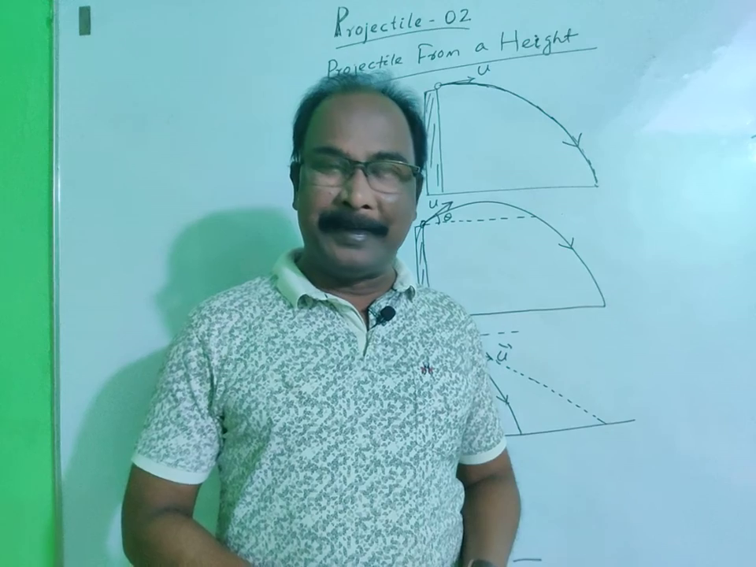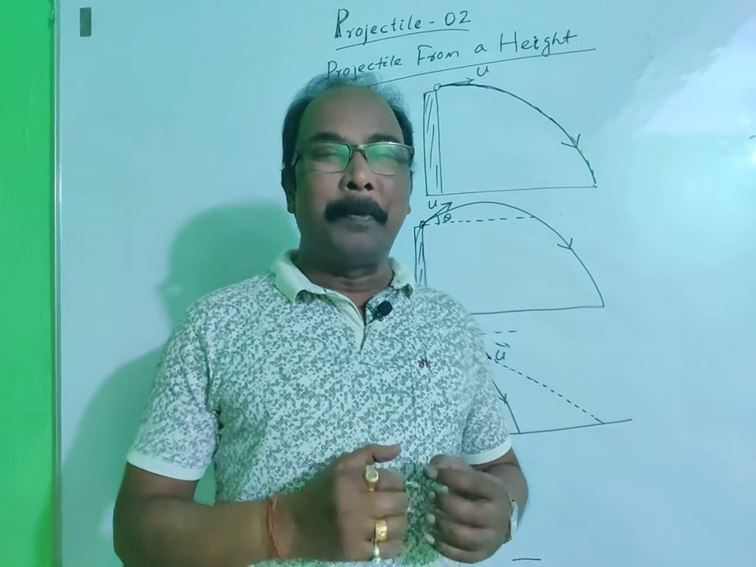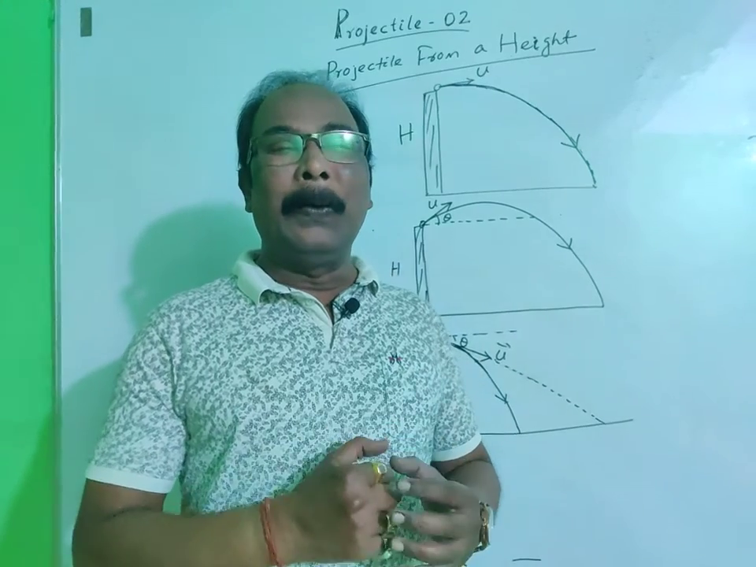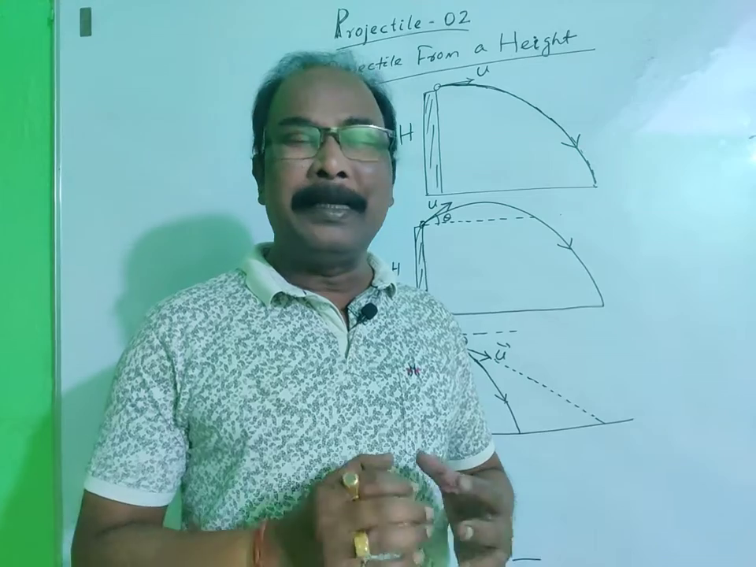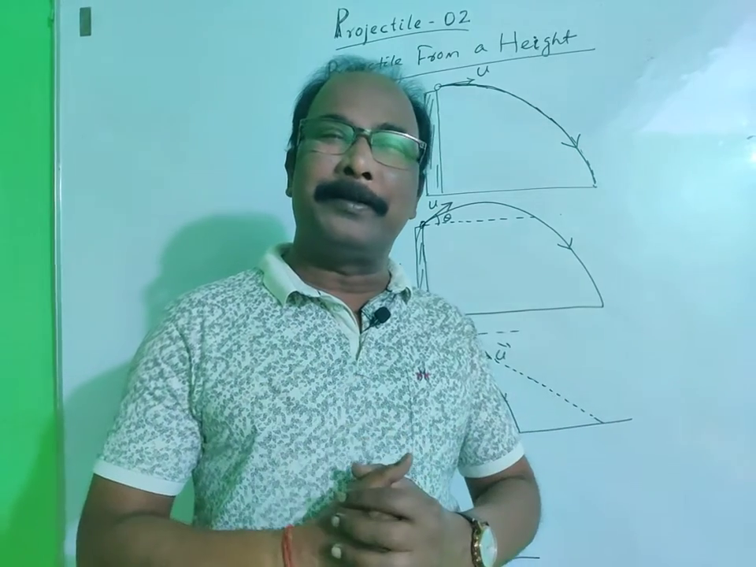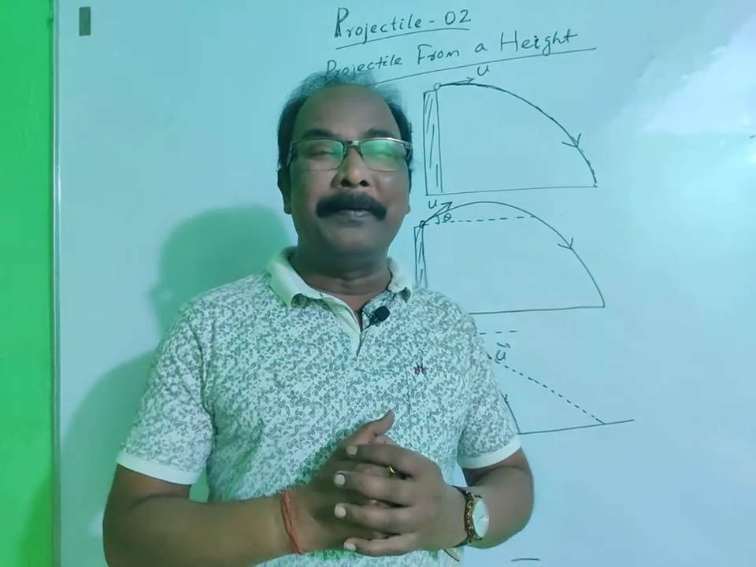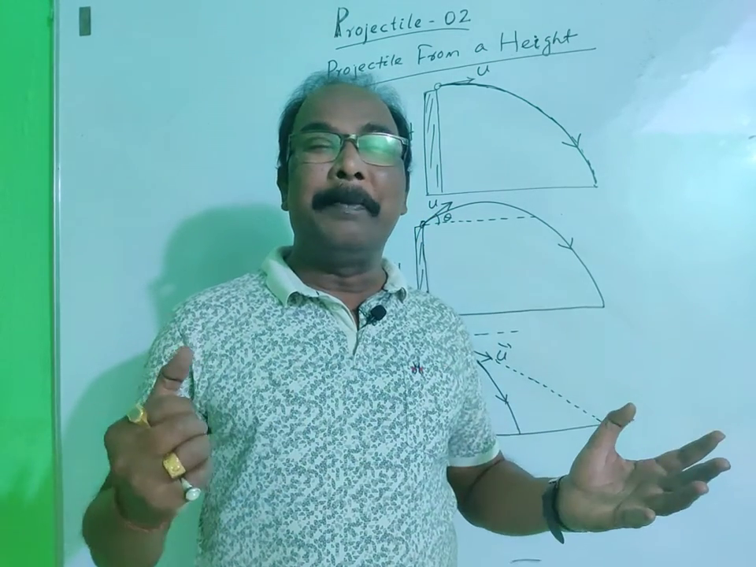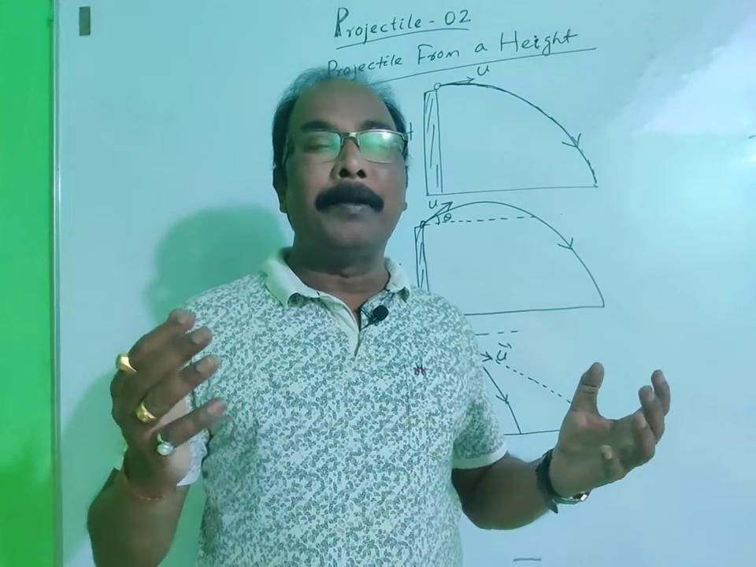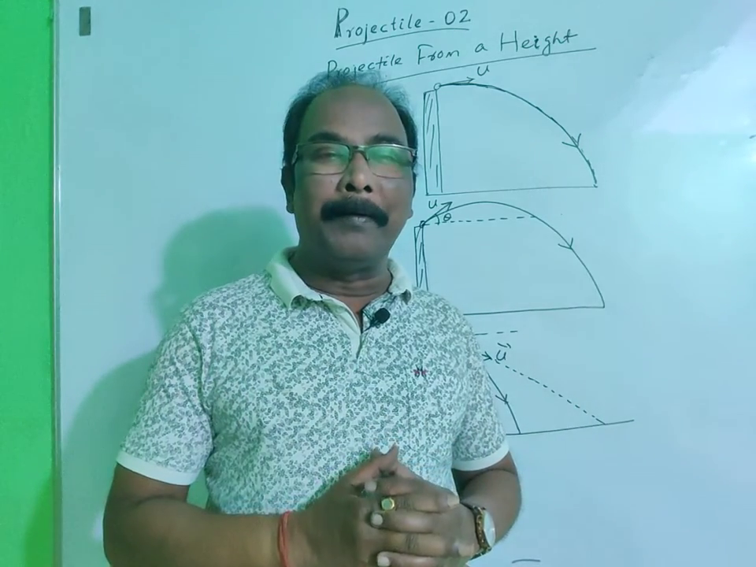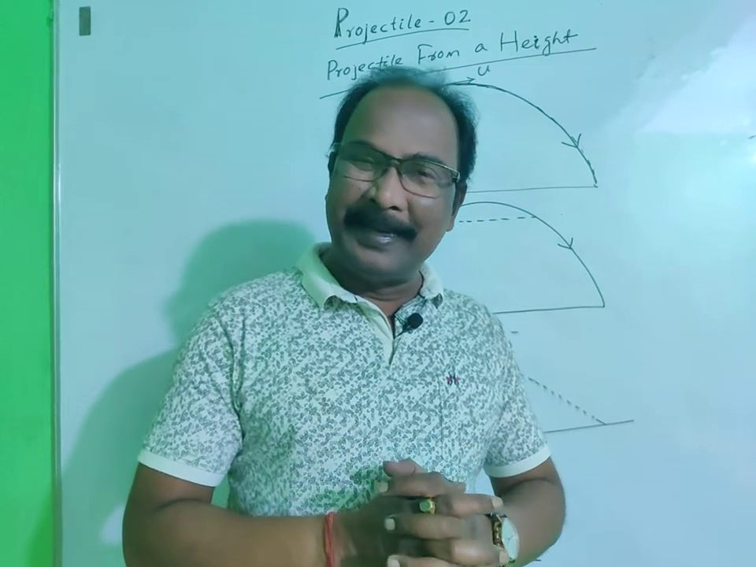Welcome to Cars Physics. In today's lecture, we will discuss projectile thrown or fired from a height. Projectile thrown from a height means we may throw or project a body from the top of a building or from the top of a tower. So there are three cases to be discussed.